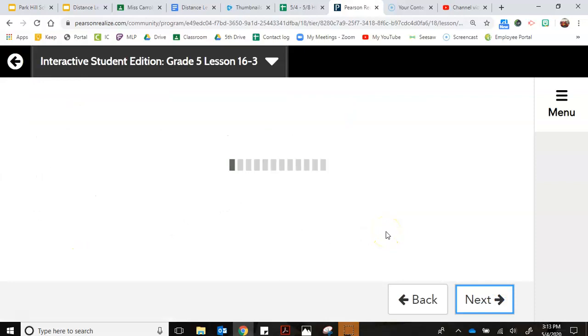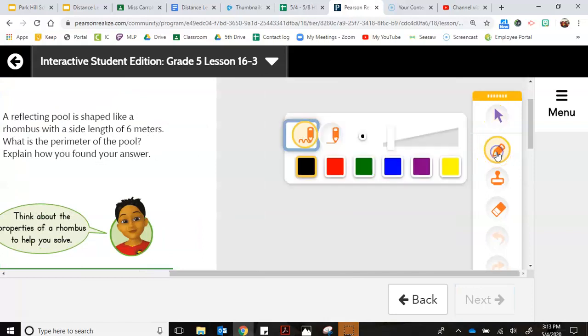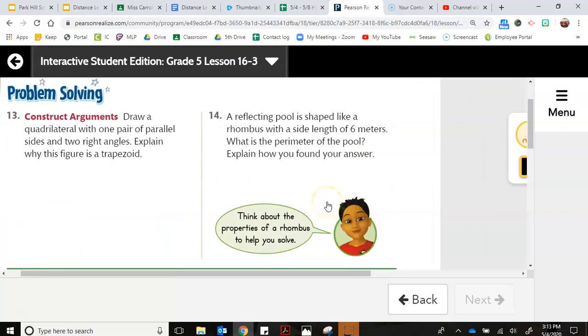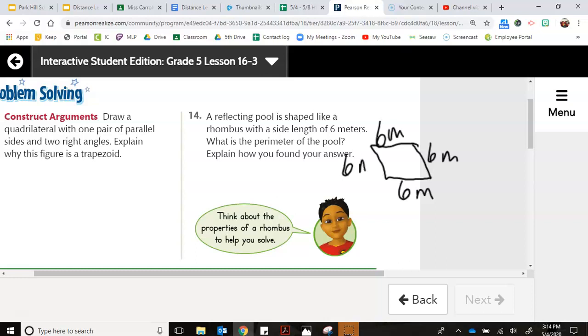Next up, we're going to look at number 14. Let me get my pen back. Okay. A reflecting pool is shaped like a rhombus with a side length of 6 meters. So I'm just going to draw a rhombus. It's not perfect. Those sides are supposed to be equal. So a side length is 6 meters. Now it only told me one side, but I'm talking about rhombuses here, and I know they have four equal sides. So that means each side would be 6 meters.